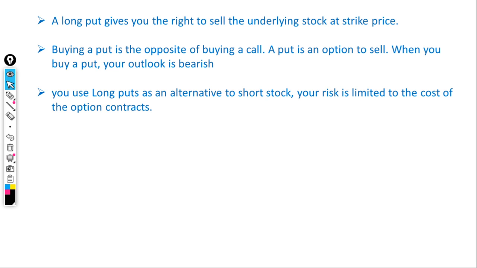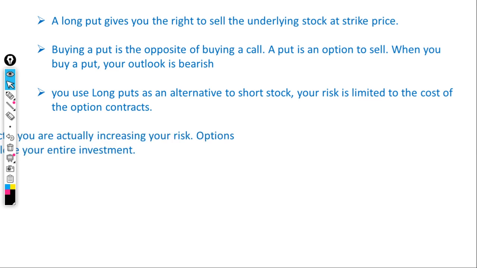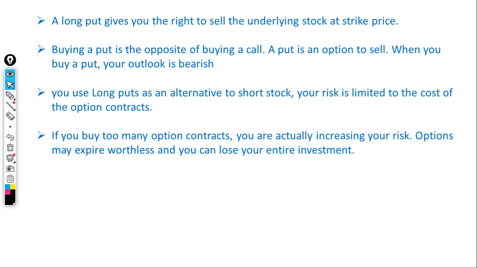Your risk is limited to the cost of the option contract. If you buy too many put contracts, you are actually increasing your risk. Options may expire worthless and you can lose your entire investment, because options are depreciating assets. When you buy an option, whether it is a call or a put, with the passage of time the time value is going to decrease. So your stock has to move in your desired direction very quickly, otherwise time decay will kill your position.